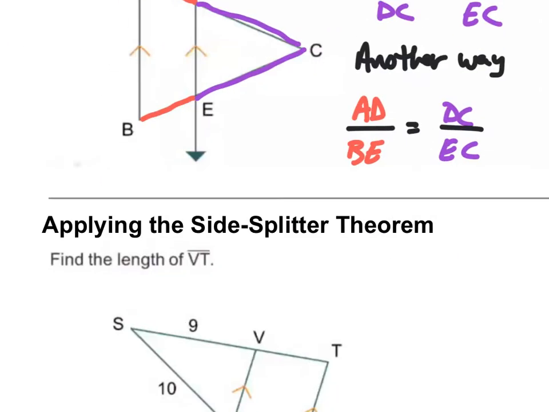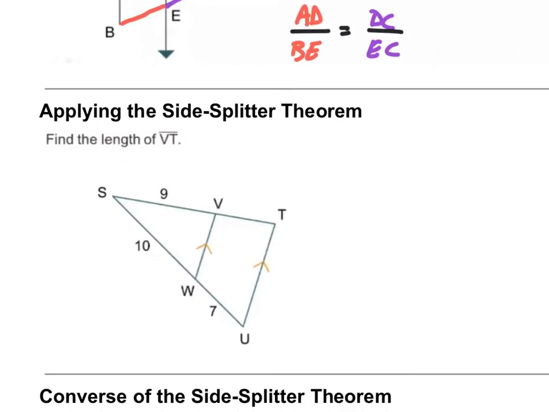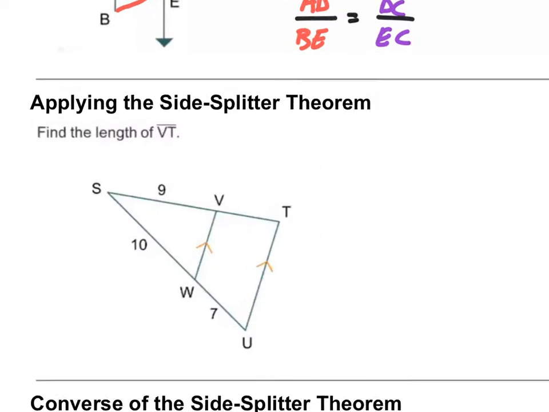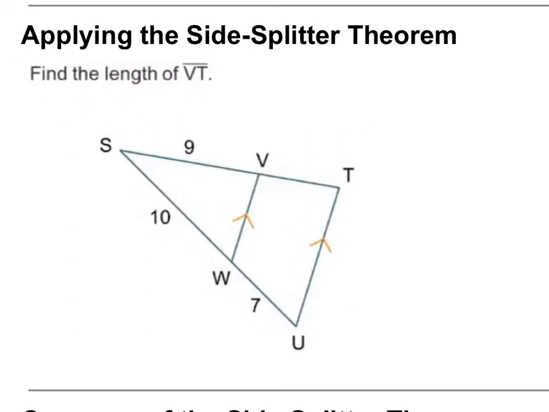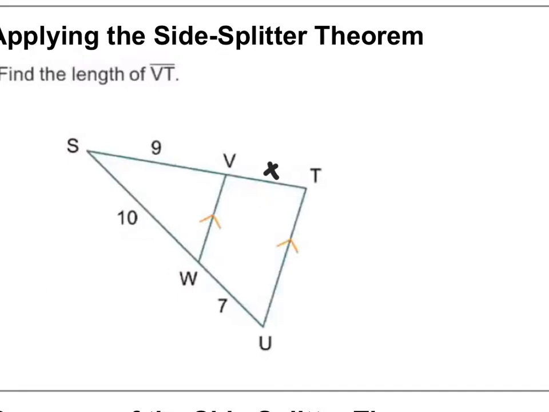that these are, in fact, proportional sides, okay? So let's go ahead and do this, and it says find the length of VT. So what I have is this picture, triangle STU, and then the smaller triangle SVW. Because these two lines are parallel, I know that these sides are divided proportionally. So I'm going to call this length over here, VT, X, okay?